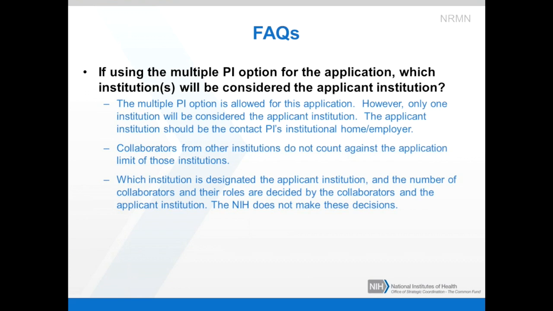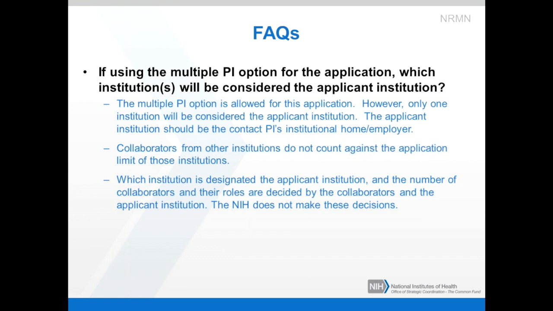And out of all the questions we've seen so far, I would say that this is probably the most frequently asked question that we've received at program. And it reads, if I am using the multiple PI option for the application, which institution or institutions will be considered the applicant institution?